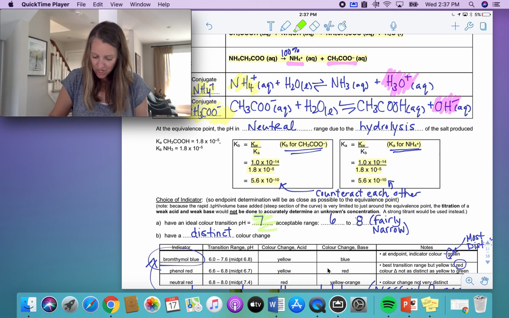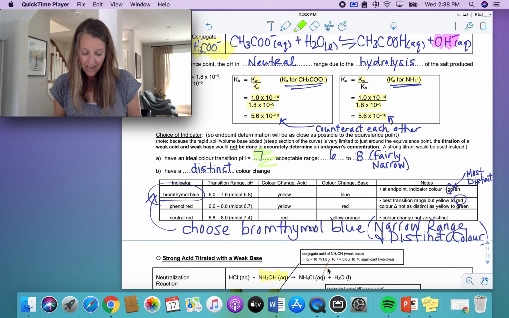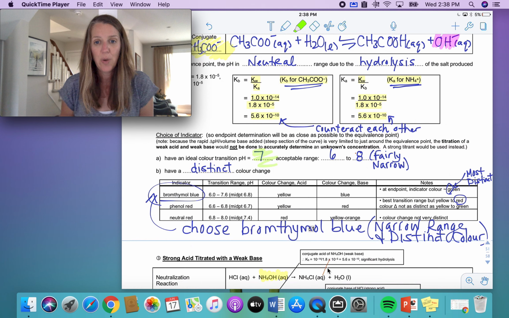Distinct color change, and you want it to change color at 7, you could choose bromothymol blue here as opposed to phenol red or neutral red. Don't worry again about too much of those indicators. It just basically means you just choose one that's going to change color when you want it to change color.